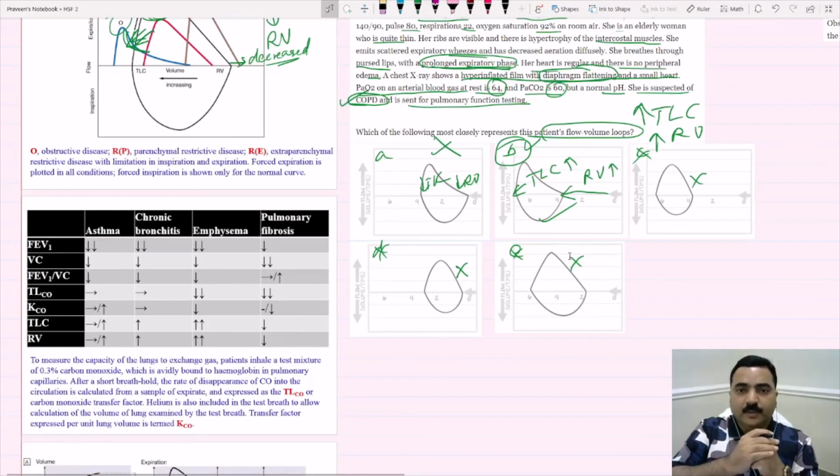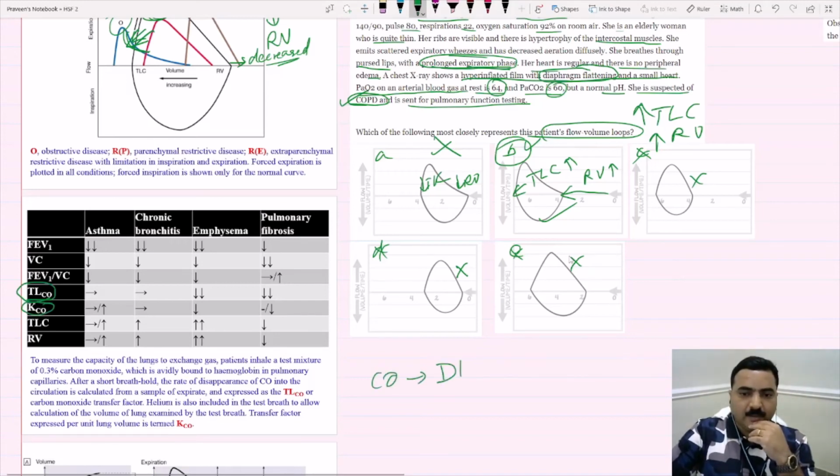Now it is pretty easy to distinguish between obstructive versus restrictive. Within the obstructive, to distinguish between asthma versus COPD, we need to know about the diffusion capacity. In asthma, the diffusion capacity of the lung is not affected. It is normally referred to as either TLCO or KCO. We use carbon monoxide to measure the diffusion capacity of the lung, DLCO. This is one of the classical things used to distinguish between them.